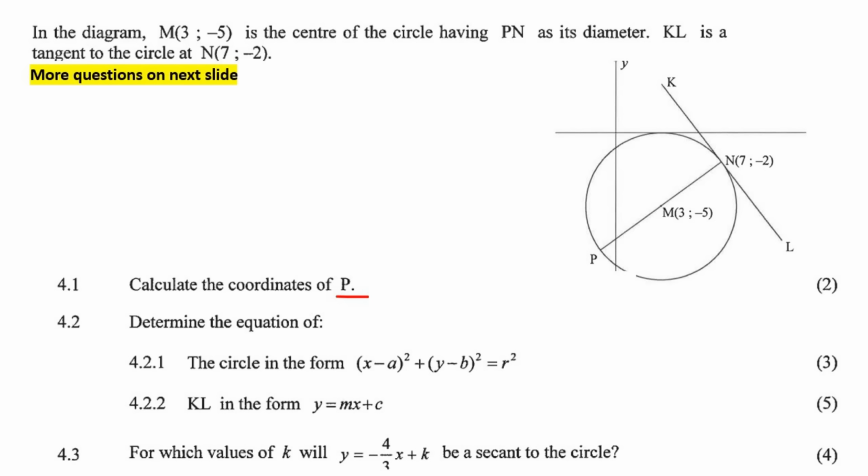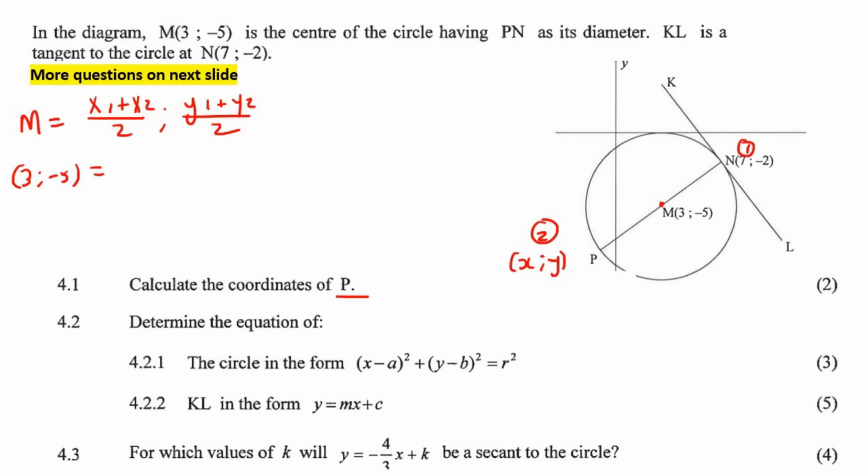Well, what you can do here is, you know that this is the diameter. You know that M is the center. So M is the midpoint from here to here. It's the midpoint, so you could use the midpoint formula. And so we know that the midpoint is already 3 and negative 5. Now we can just say that this is X and Y. Let's call that point number 2. Let's call that point number 1. And so you would say (7 plus X) over 2 and (Y plus minus 2) over 2.